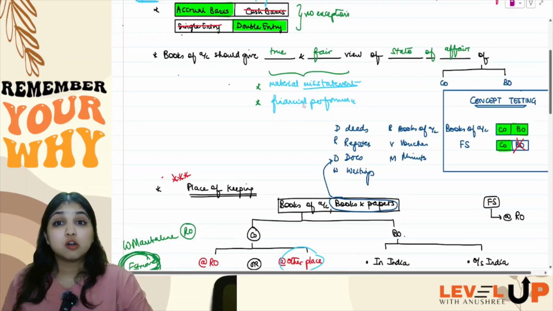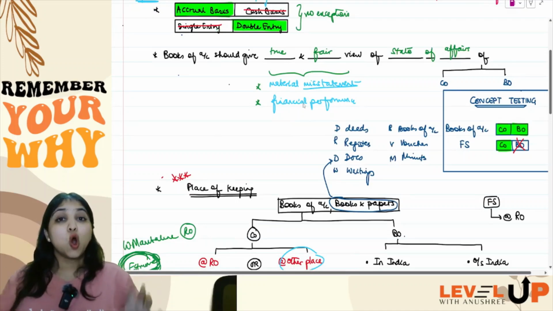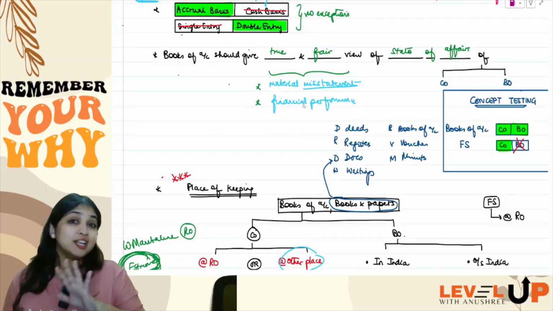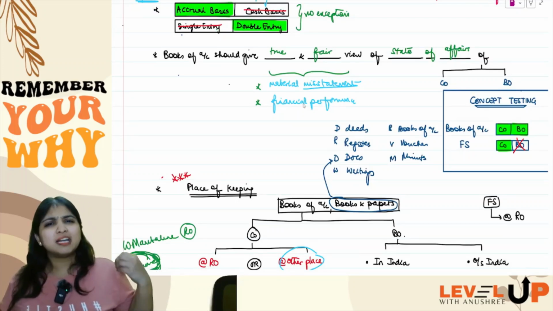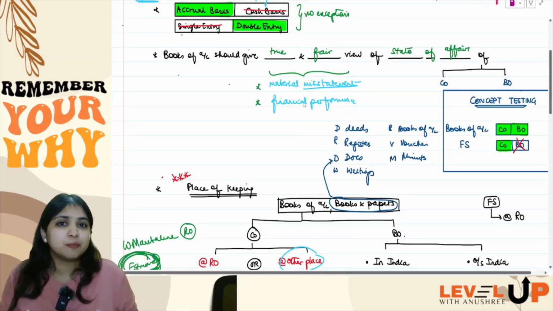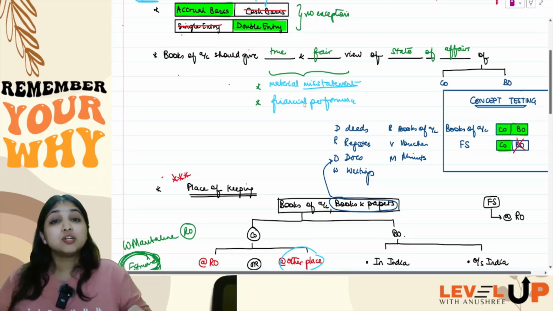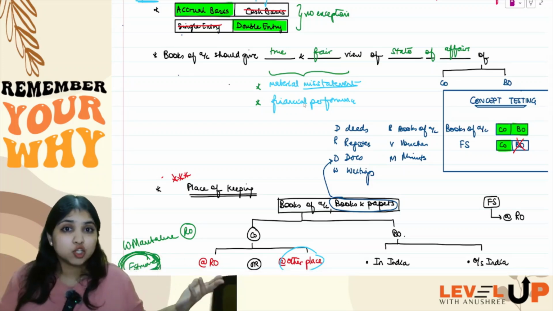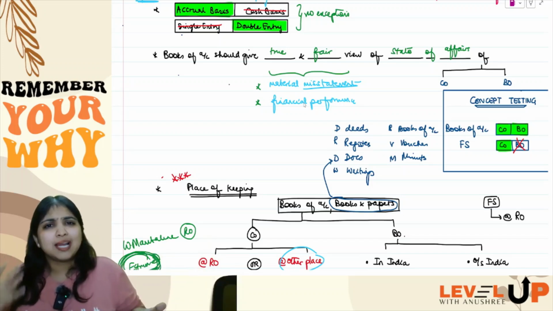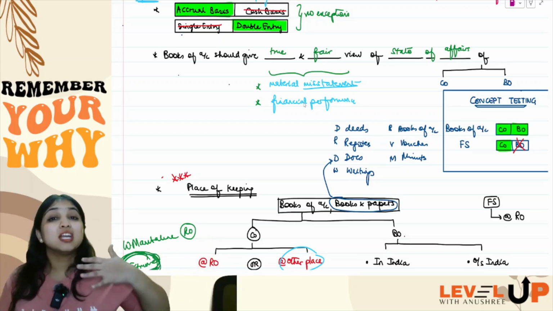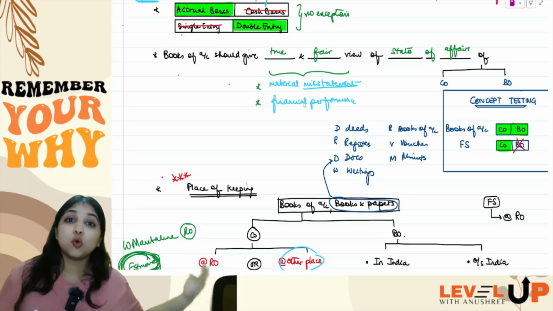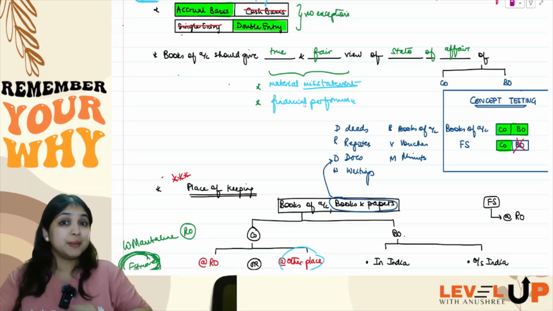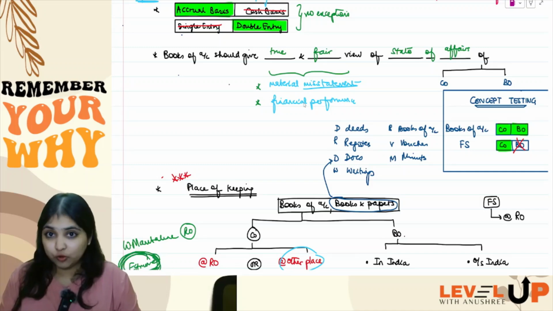Then we learnt books of accounts should give a true and fair view of the state of affairs of the company and branch office. True and fair view means what? There must be no material misstatement and it must faithfully represent the financial performance of the company. This itself indicates that while the company will keep its books of accounts, each branch of the company will keep its own books of accounts. But we also discussed financial statements only the company will prepare. Each branch will not prepare its own financials.